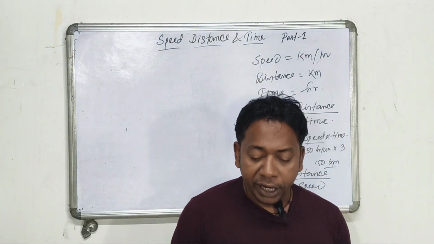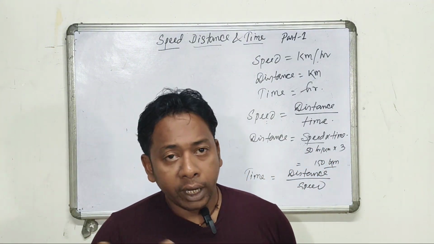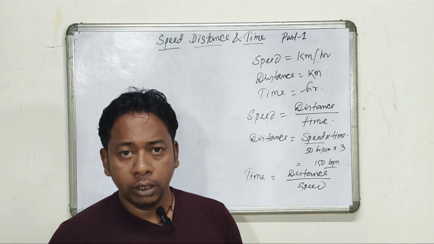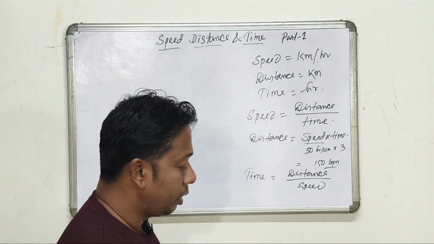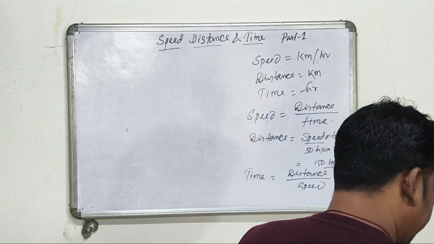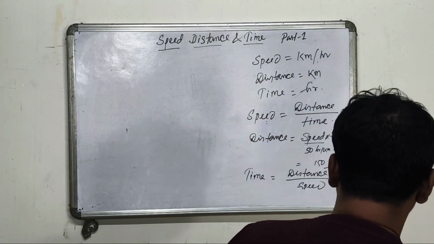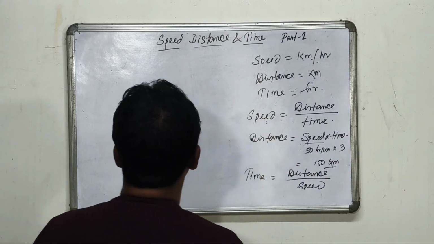But in those cases we are using the unitary method as well as the formulas. We are combining the unitary method and formula to sort out all those speed, distance and time problems. Clear? So the basic formula is here.